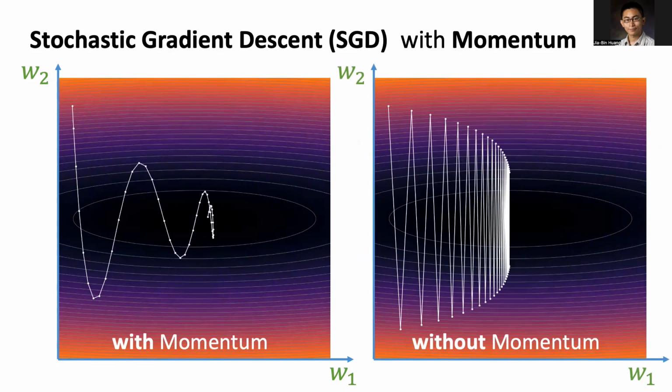Just see the difference with momentum and without momentum. Without momentum, it only looks at the gradient itself. But if you compute a weighted average over the gradient history, that becomes your velocity, and then you can find a better solution. So this is the idea of stochastic gradient descent with momentum.